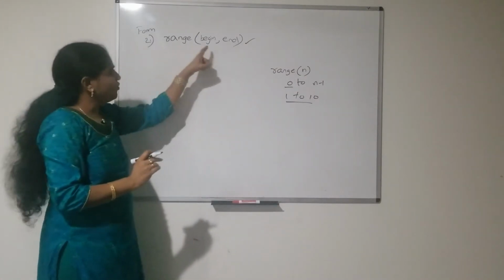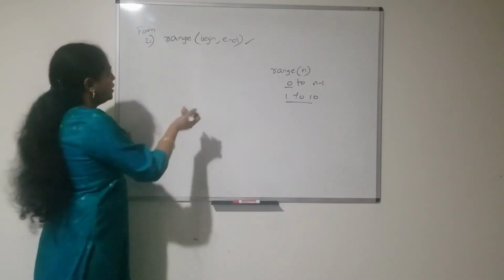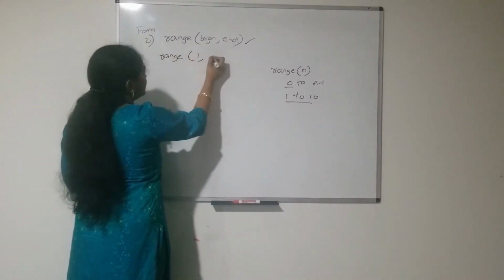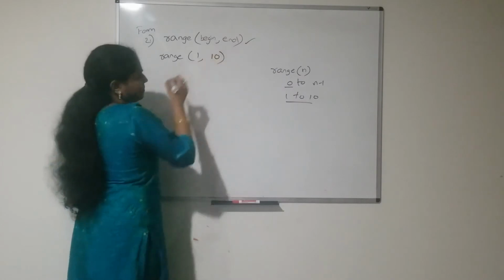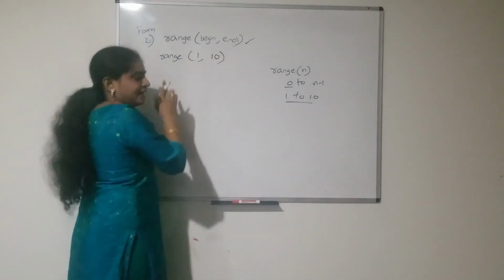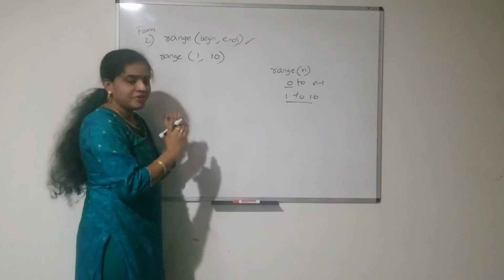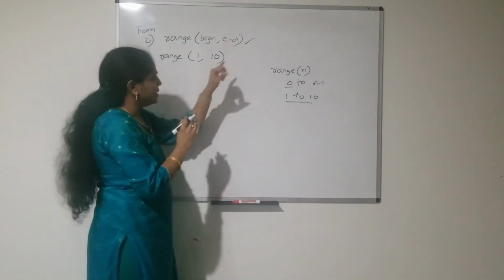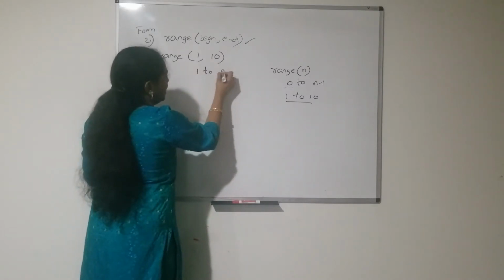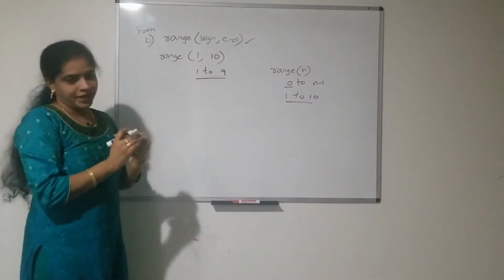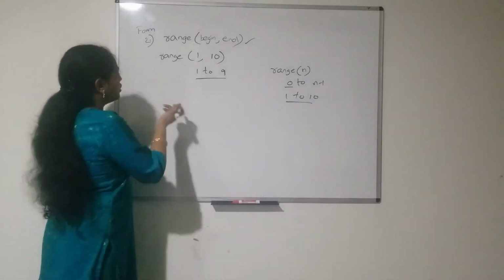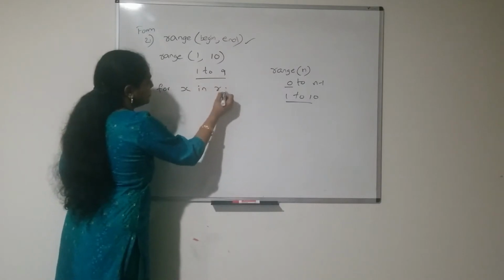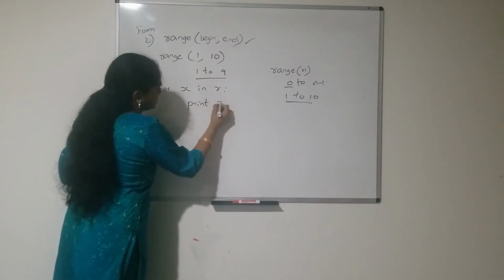Then I can go with form 2. So, here range of 1 comma 10. My begin number is 1, so the range should start from 1, and my last number, the end number, is 10. That means it will give the output from 1 to 9. Here also the same: for x in R, print of x.